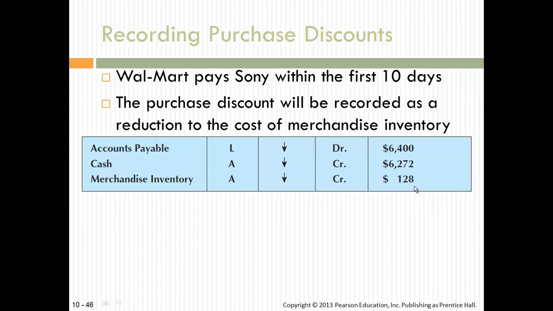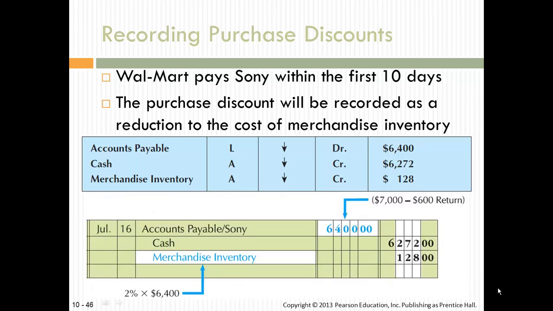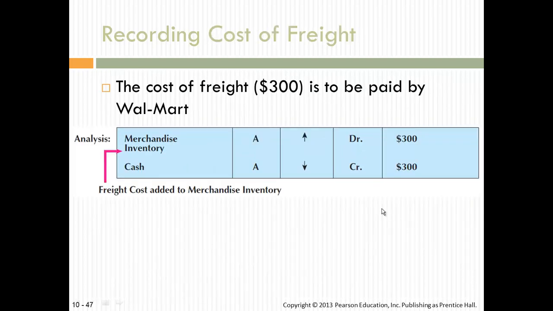And why are we doing this? Because when you use a perpetual inventory system, your inventory is reflected at the true cost of what's going on. So if you get a discount, that discount is reflected in inventory. And here's what it looks like in a journal entry. Recording the cost of freight, once again, inventory goes up because freight is $300 and you paid cash.